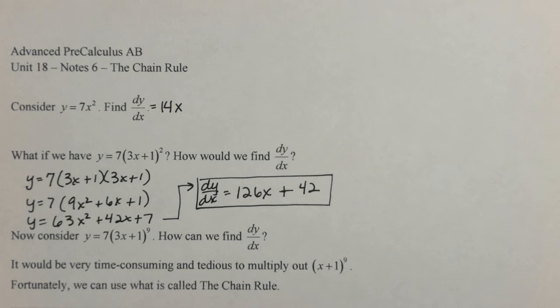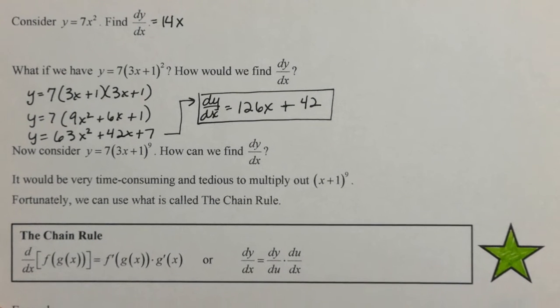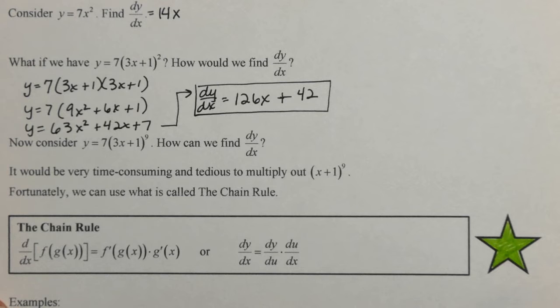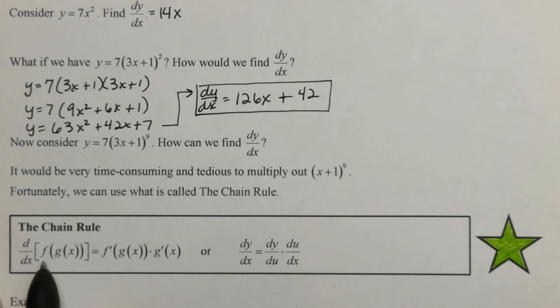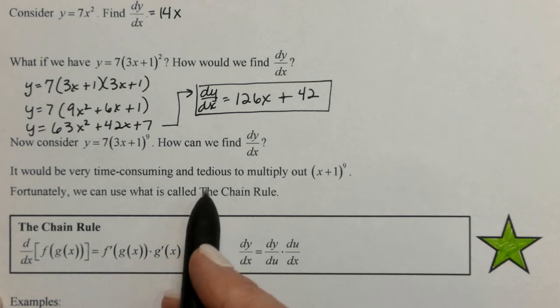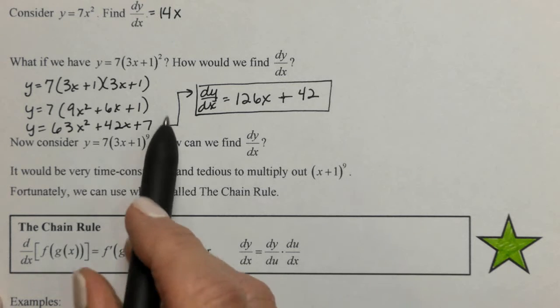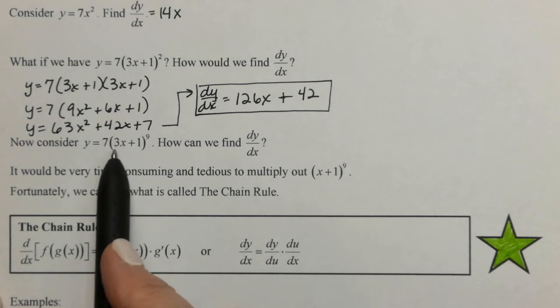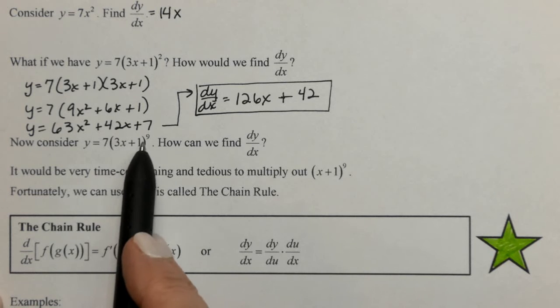Fortunately, we don't have to do that. We can apply what is called the chain rule. So this is the chain rule. The chain rule says this: when you're trying to find the derivative of a composition, which is exactly what this is. It's exactly what this was too. But this is a composition. It doesn't look like it, but it is.